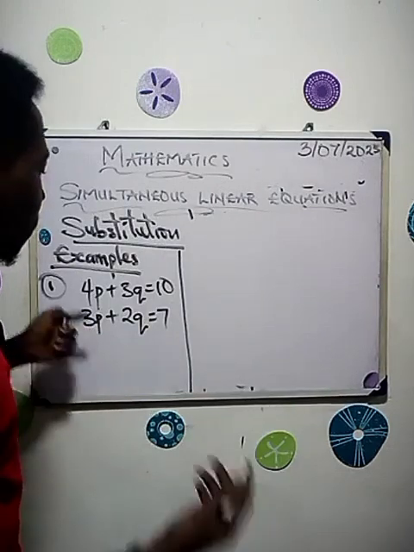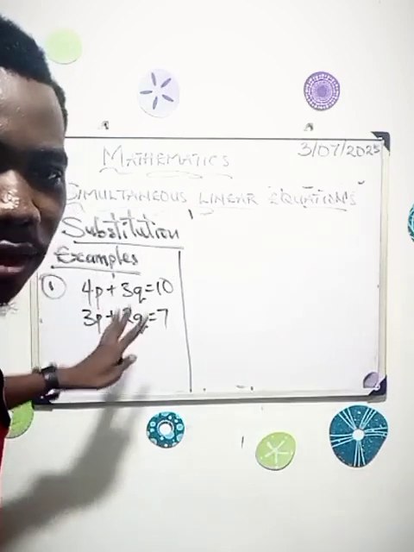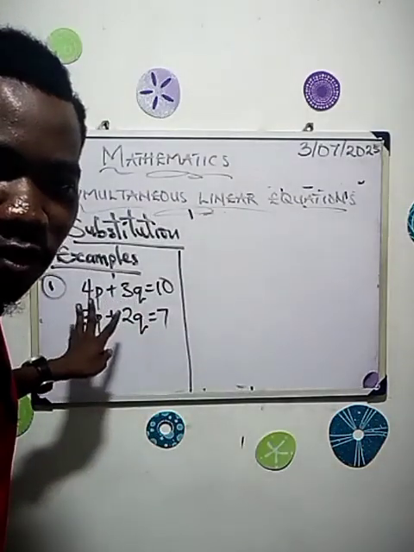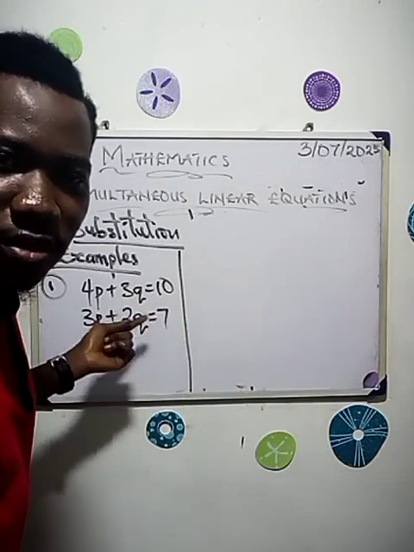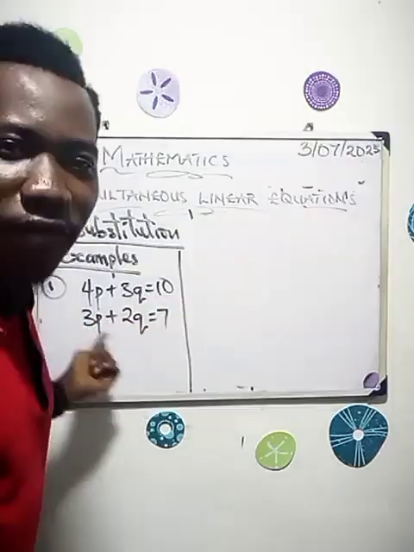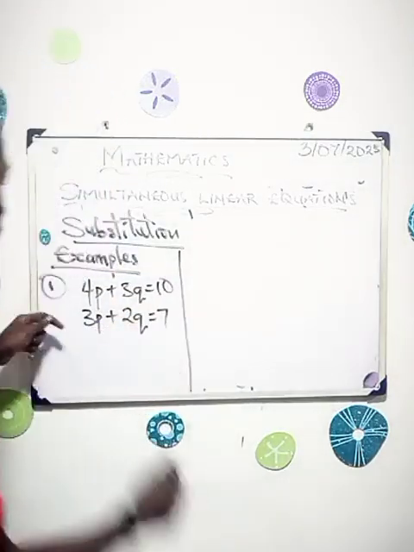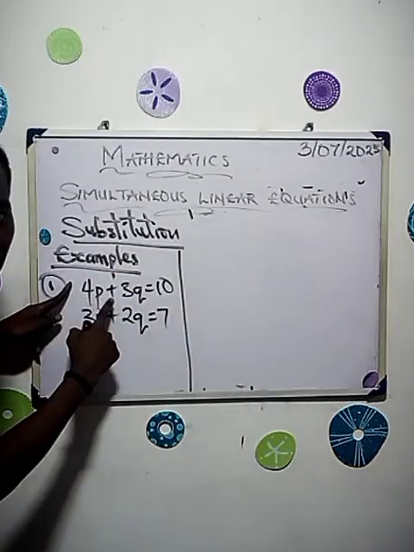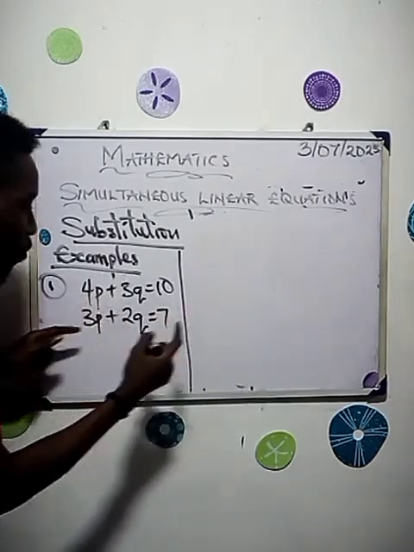So let me make P first. You want to look at the equations and consider the one that will be easier. If I make P the subject of the formula, I'm going to have an algebraic fraction; whether P or Q, I'm going to have an algebraic fraction, no problem. Let's solve. Let's start with making P the subject of the formula for equation 1.